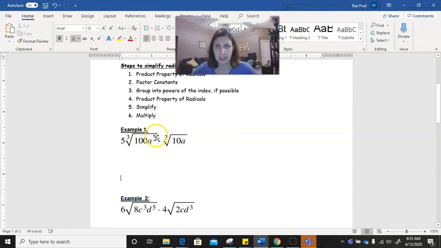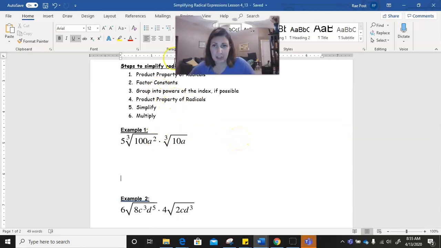So we're going to start with step 1, which is the product property of radicals. Let's go ahead and bring them together. So if that's the case, you have a 5 on the outside. Just notice you could have a number on the outside that's just being multiplied. Because you have the same index here, they both are a root of 3, you can go ahead and bring them together. So that's 100a squared times 10a. So that's step 1, just bringing them together.